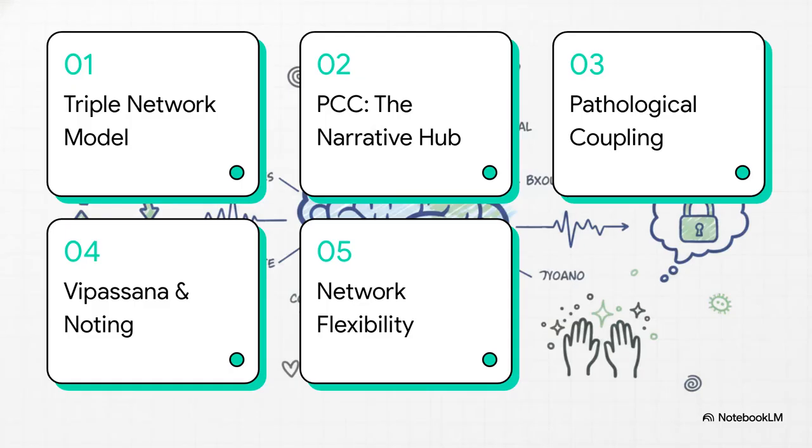So, here's our roadmap. We'll start with the triple network dysfunction, then move to the PCC as the narrative hub, followed by pathological coupling and OCD, the mechanisms of Vipassana and noting, and finally, restructuring network flexibility. We are going to unapologetically decode the network topology of this disorder.